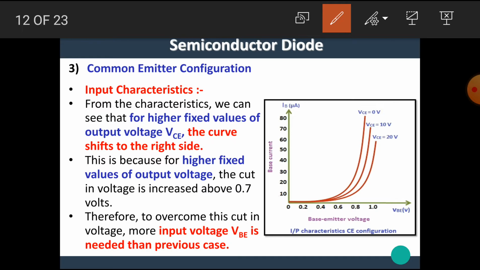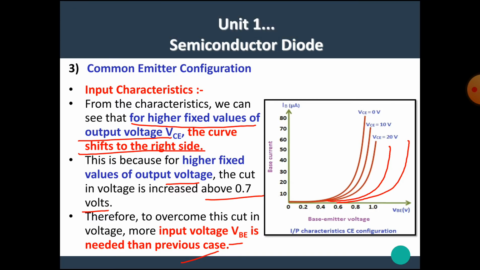From the characteristics, we can see that for higher fixed values of the output voltage VCE, the curve shifts to the right side. That means as we increase VCE, the curve shifts towards the right. This is because for higher fixed values of the output voltage, the cut-in voltage is increased above 0.7 volt. Therefore, to overcome this cut-in voltage, more input voltage VBE is needed than in the previous case.